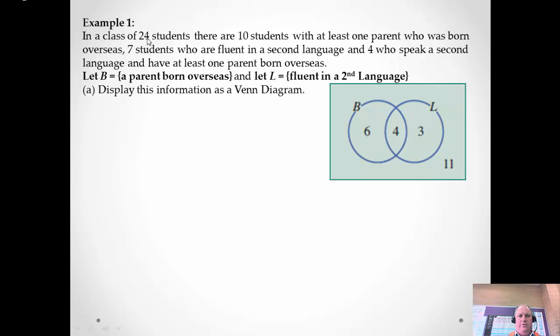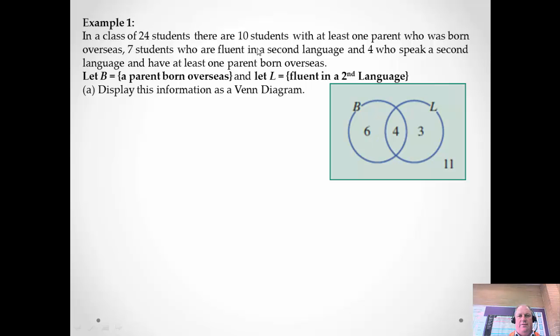Let's explain how we get the Venn diagram to look like this. There are 24 students in total. We'll come back to that in a moment. 10 students with at least one parent born overseas, 10 belongs in the circle of B. At the moment, you can see it says 6 and 4, but why not 7 and 3, or 8 and 2, or 5 and 5? The reason being is this number 4 here says 4 who speak a second language and have at least one parent born overseas. That means there's 4 who belong to both circles.